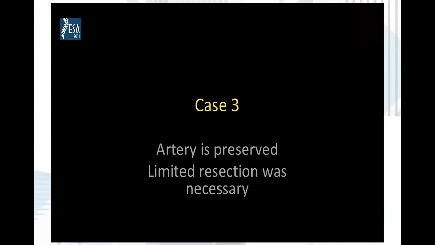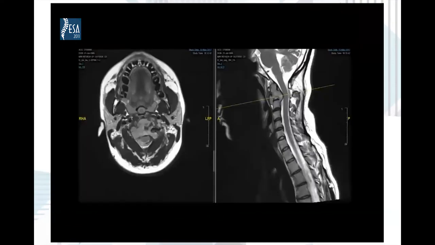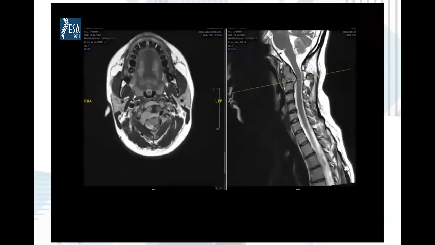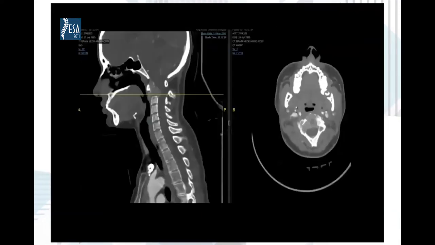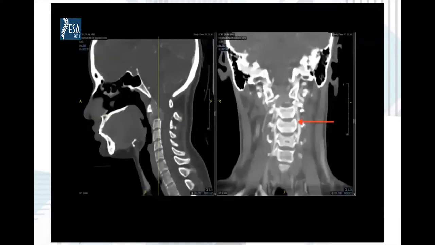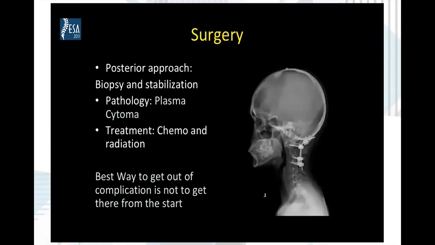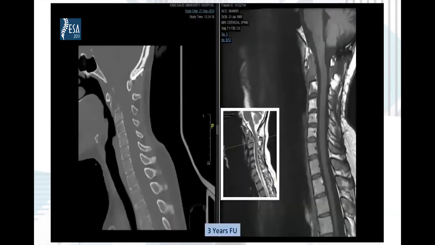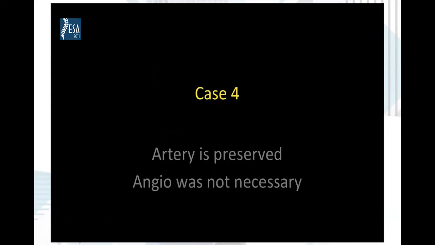Case 3, the artery was preserved. However, limited resection was necessary. This is a tumor where we elected to perform a biopsy and a posterior craniocervical instrumentation, because the pathology was plasmacytoma, and we did not have to go through the arterial embolization or resection. So the pathology plays a major role in how you decide.